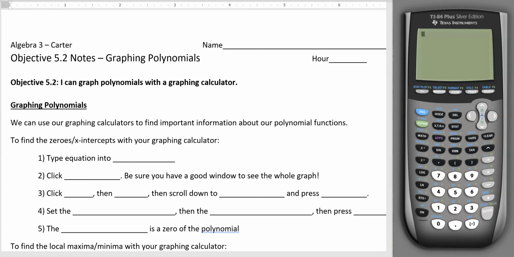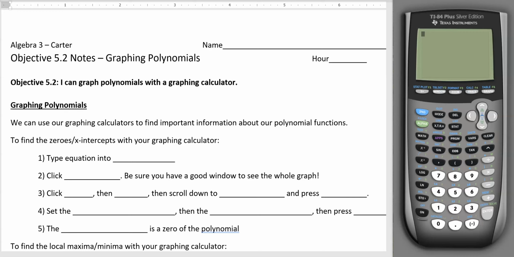Hello, and welcome to our Objective 5.2 notes, graphing polynomials. The objective today is simple: I can graph polynomials with a graphing calculator. So we are going to center this entire process on our graphing calculator. We're not going to do this by hand like we do with quadratics. We are going to let the graphing calculator do its thing.